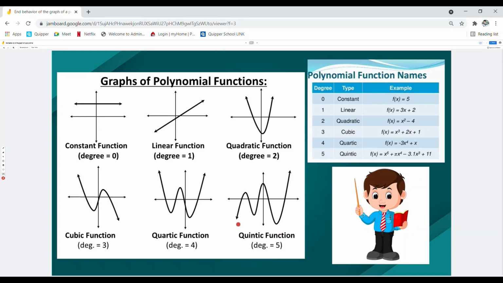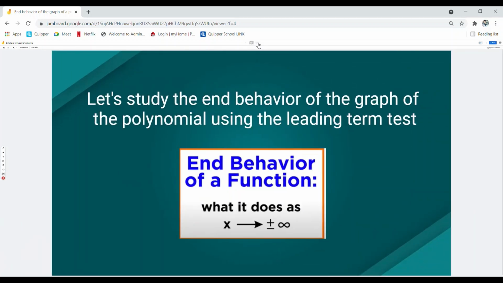But look at the ends of the graph. They are in opposite directions, going down, going up. Here, going up, going down. So degree 3 and degree 5 are similar, and degree 4 and degree 2 are similar. I'm just giving you an idea of the similarities of these graphs. Let us now study the end behavior of the graph of the polynomial using the leading term test. And let's take note that the end behavior of a function tells us what it does as x approaches positive infinity or negative infinity.